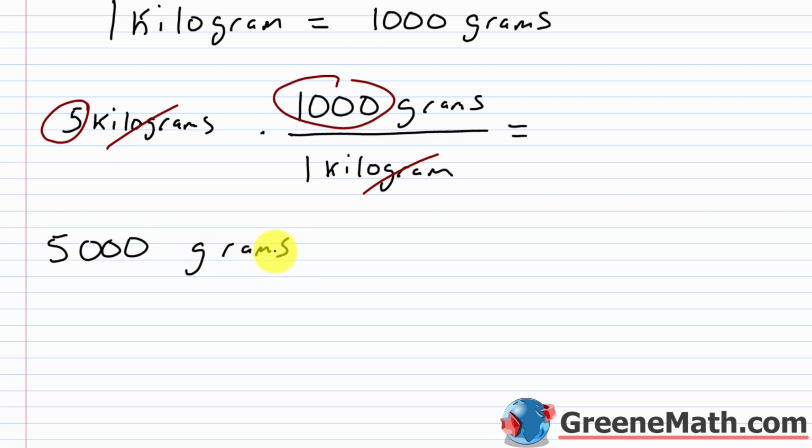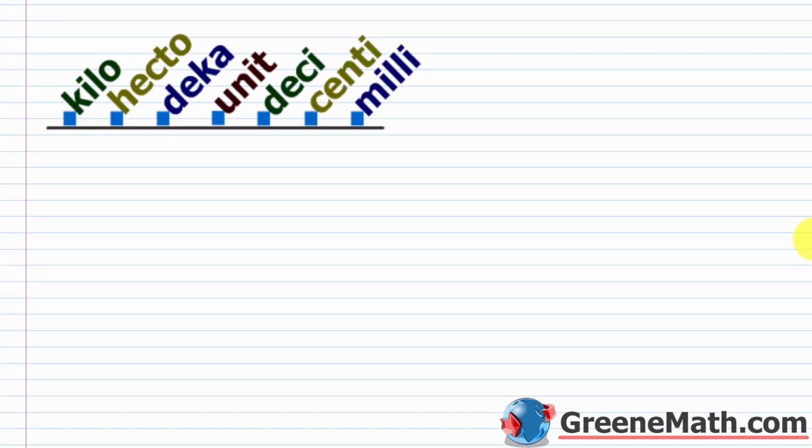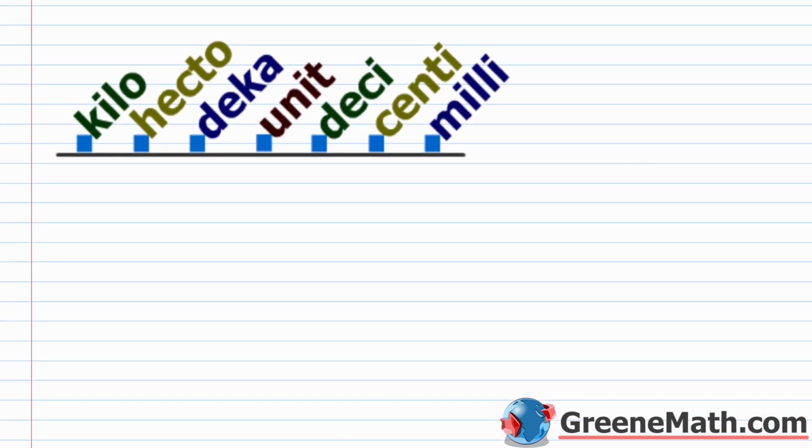Again, when I show you the simplified method, it's going to be even easier. But one thing you can kind of look at and rationalize here, if each kilogram is 1,000 grams, and I have 5 of those, well, yeah, then of course I have 5 times 1,000, right? 5,000 grams. So an easier method is to look at a prefix chart. So a prefix chart is a chart that has everything in order based on the number 10. And let me explain that.